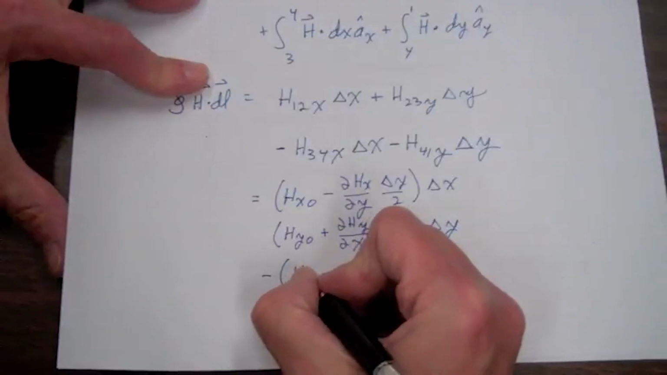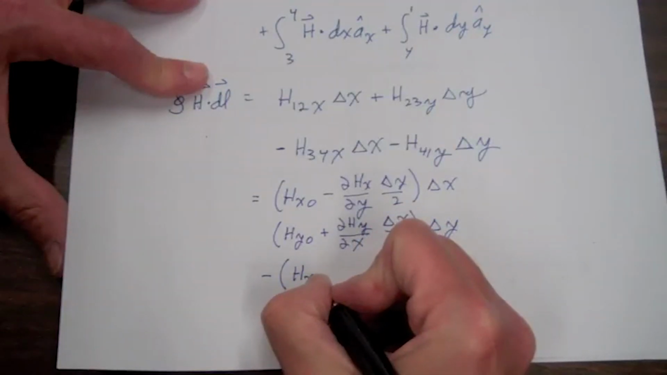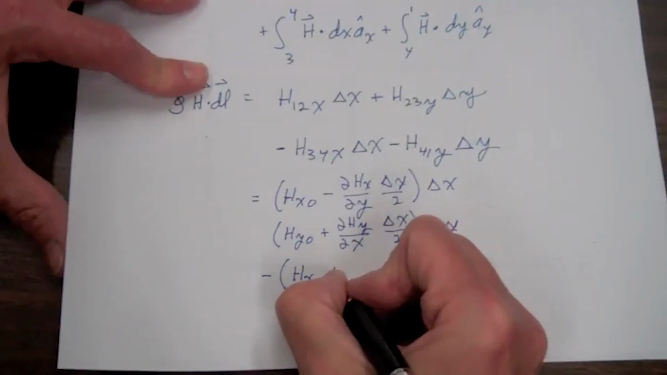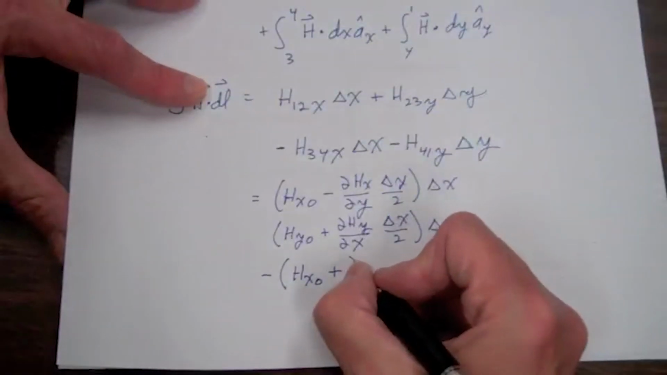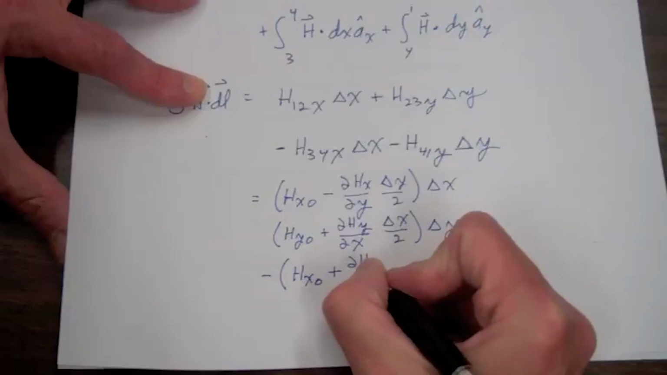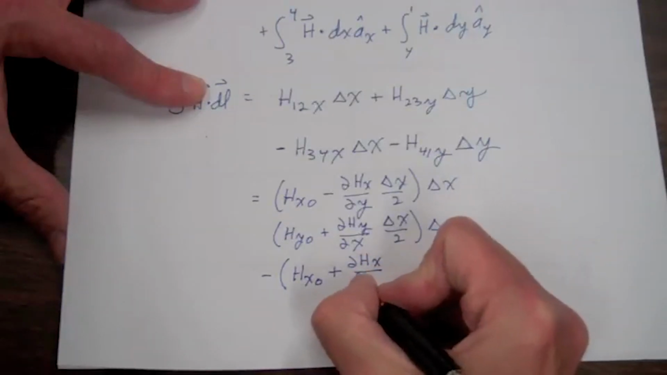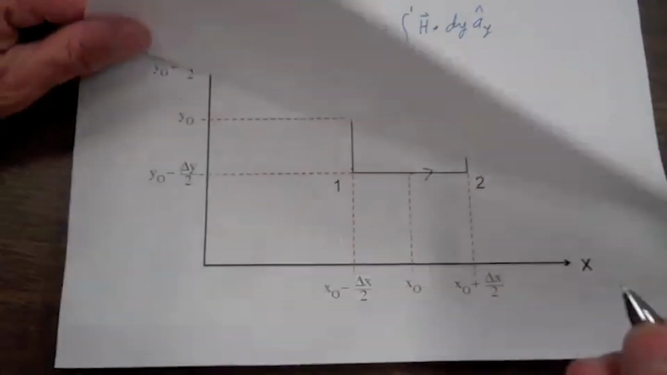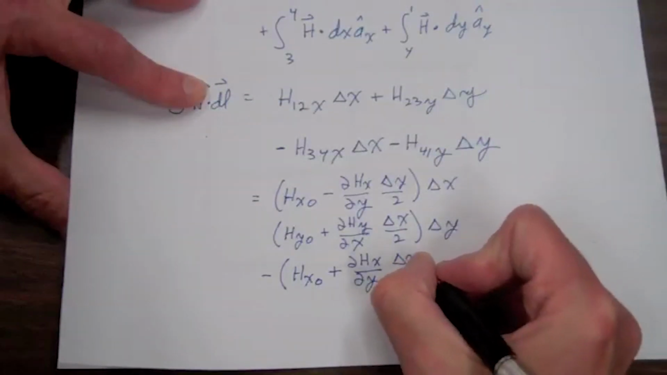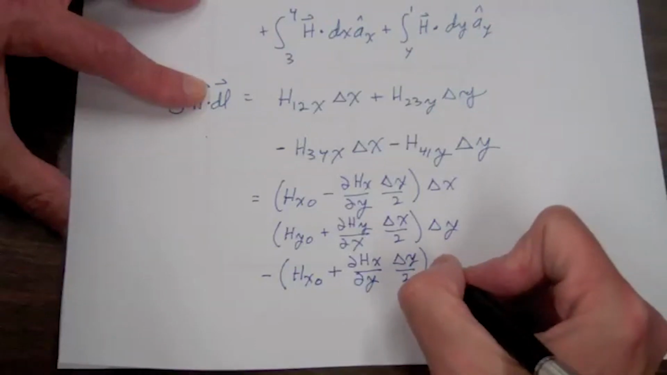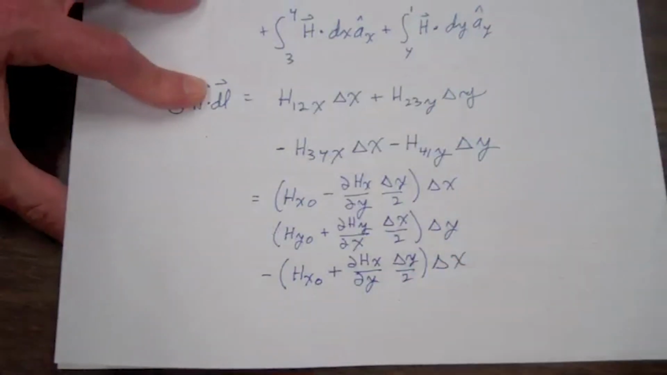For our third term, our estimate of h on line segment 3, 4 in the x direction is the value of h in the x direction at the center of our square. Since we're moving in the plus x direction, we'll add to that the rate of change of h in the x direction with respect to y times the distance we've moved in the y direction, which is delta y over 2.